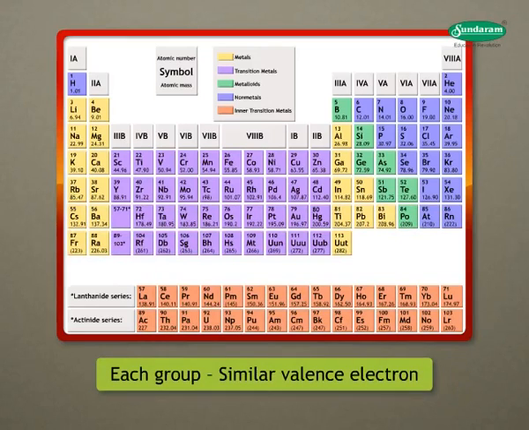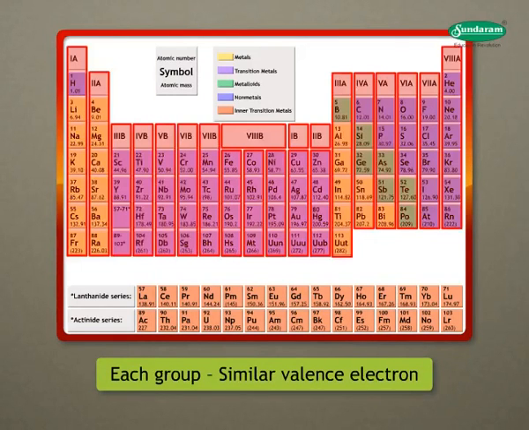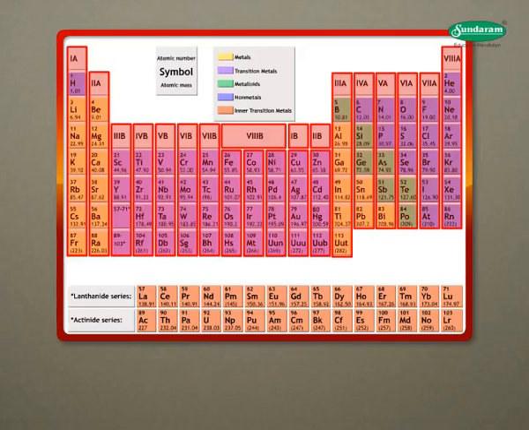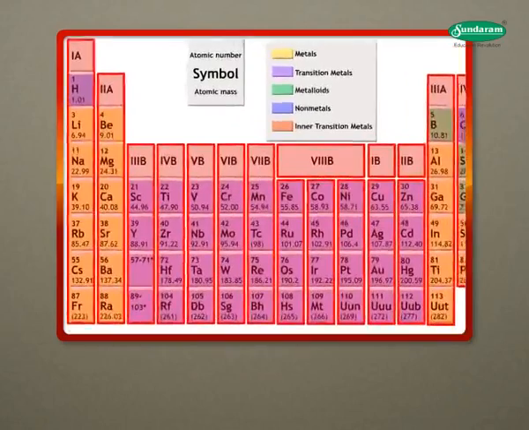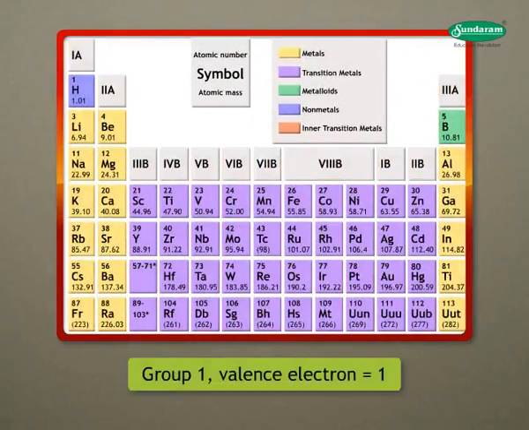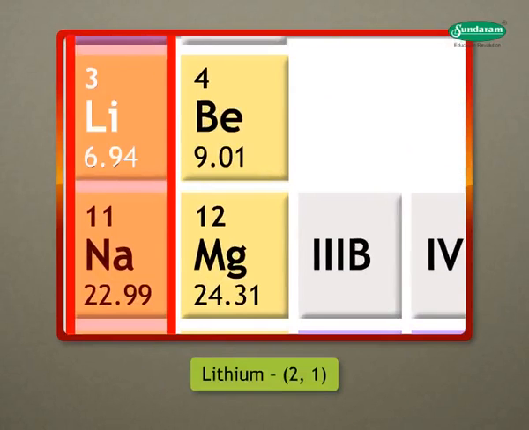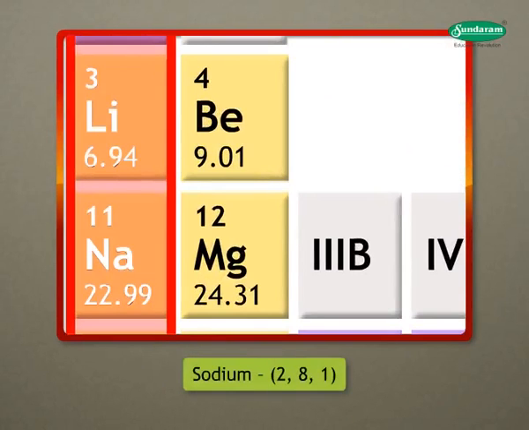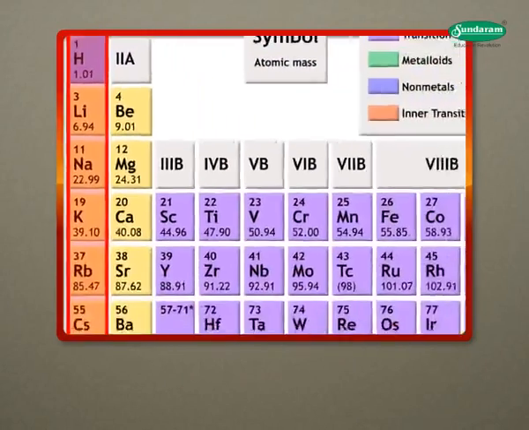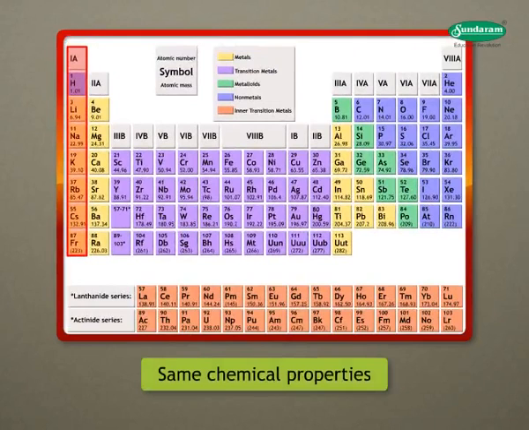Groups are numbered from 1 to 18. Elements having the same number of valence electrons or having the same outer electronic configuration are present in the same group. For example, in group 1, all elements have one valence electron. Electronic configuration of lithium is 2,1 and sodium is 2,8,1. Elements present in the same group show the same chemical properties.